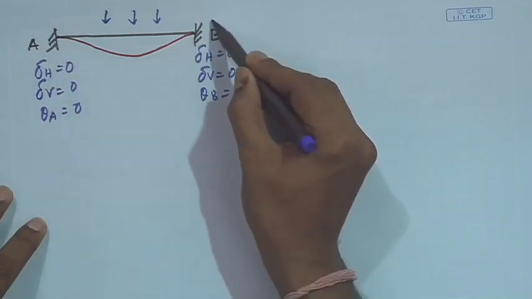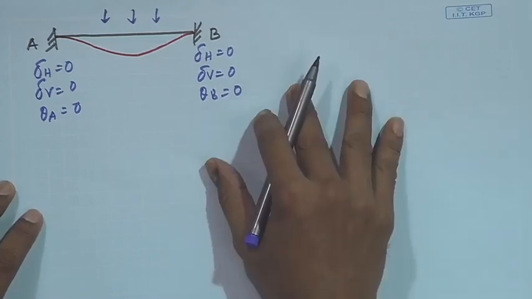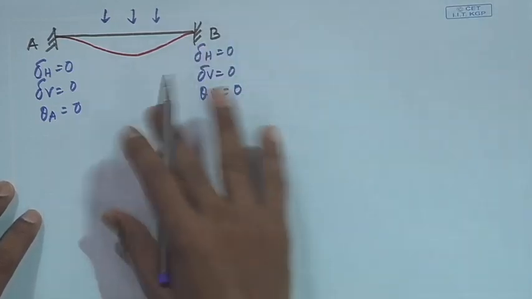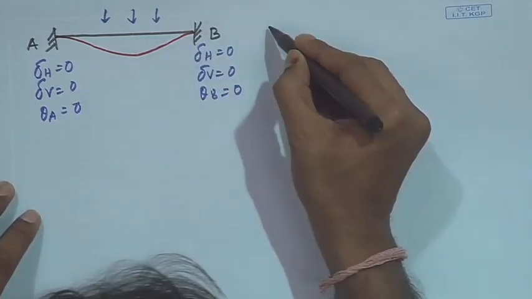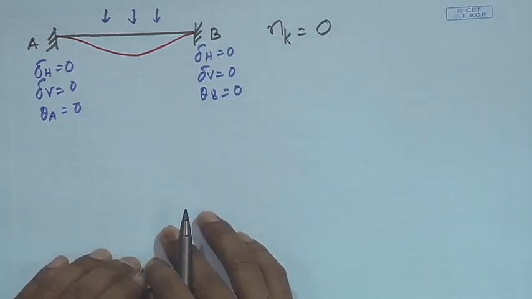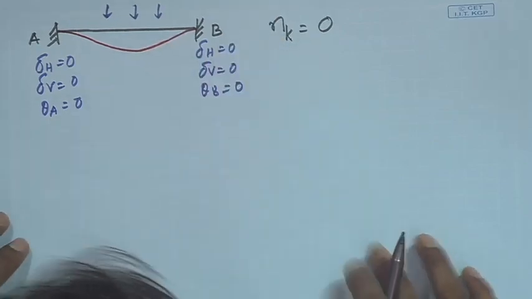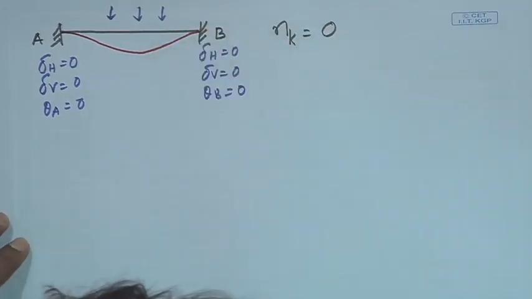At this joint, degrees of freedom is 0, and the kinematic indeterminacy is the total degrees of freedom at various joints. So in this case, the total kinematic indeterminacy Nk will be 0. So it is a kinematically determinate structure. Kinematic indeterminacy of this structure is 0.